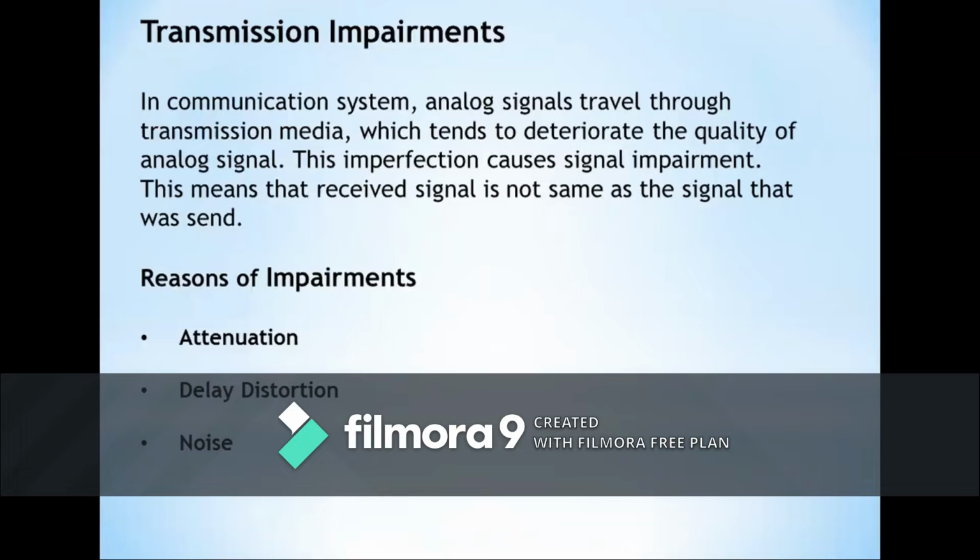Second is delay distortion. The problem is particularly present in the wired medium. The distortion is caused due to the property which states that the velocity of propagation of the signal through a medium varies with frequency. The velocity is maximum near the center frequency and decreases as the signal frequency moves away from the center frequency on both sides of the frequency spectrum.